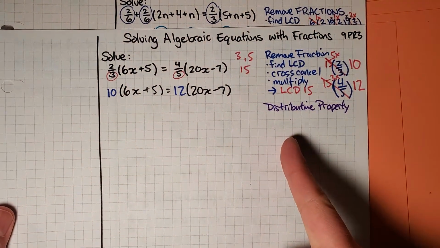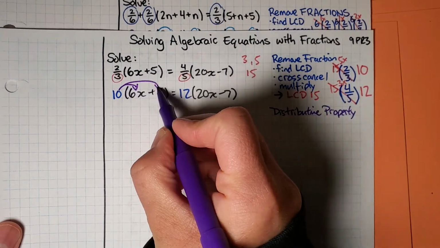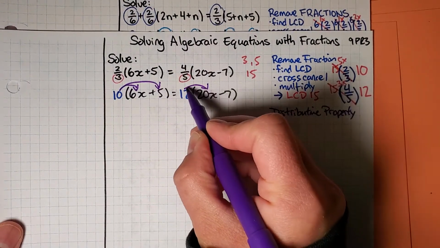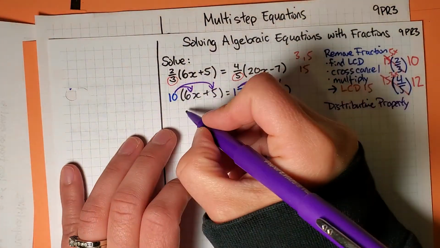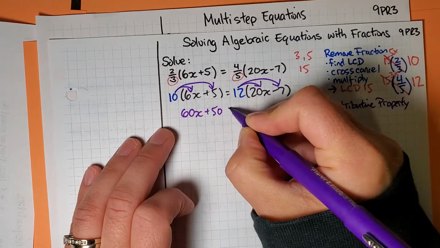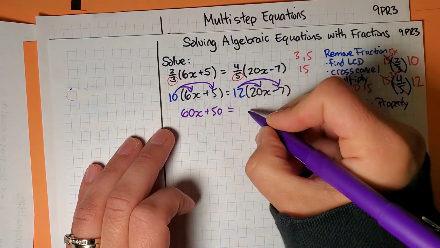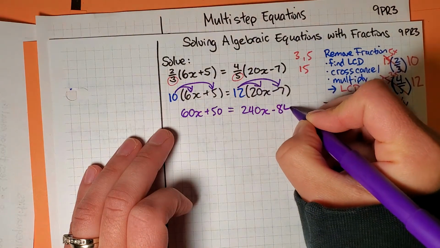Next step is distributive property. So make sure it's 10 times 6x, 10 times 5, 12 times 20x, 12 times negative 7. So you'll get 60x plus 50 equals 12 times 20x, 240x minus 84.